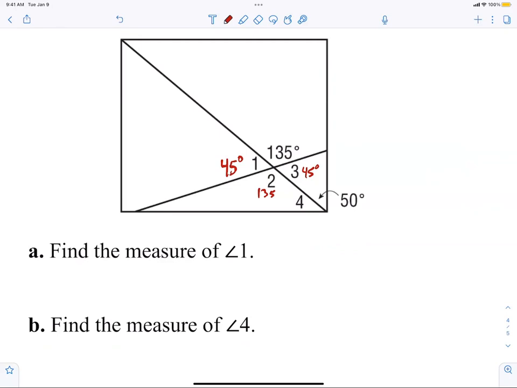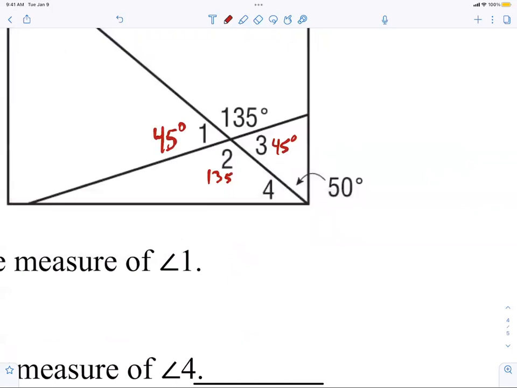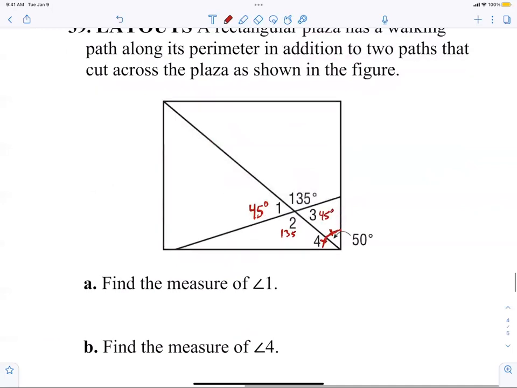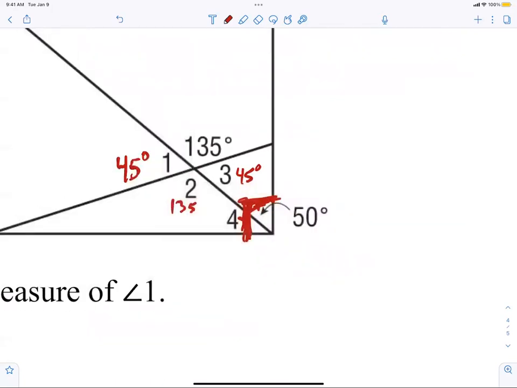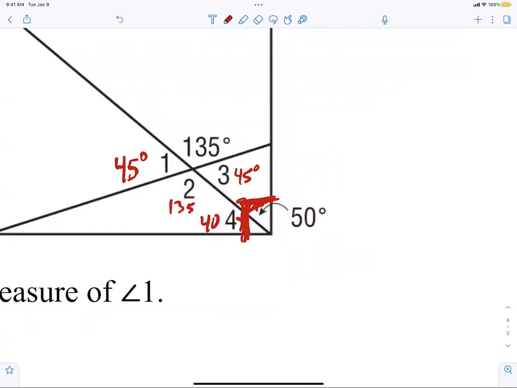Now, it doesn't say they're equal. Those of you who said it's equal, I'm saying it's okay. It would be 50 if it marked it equal, right? But they're not marked equal. But because this is a rectangle, this angle down here must have been what? A right angle. So the other one is what? 40.